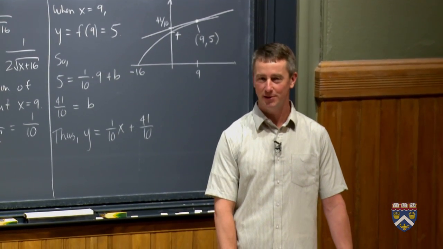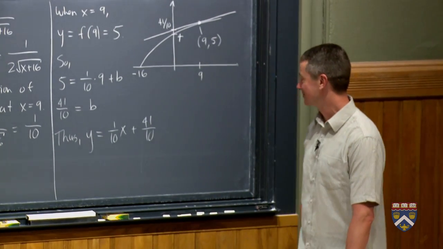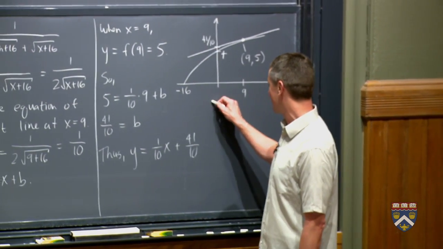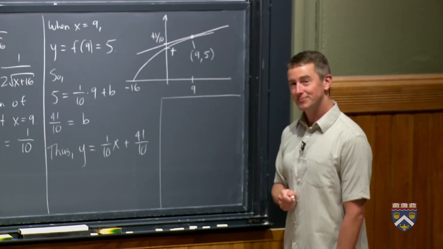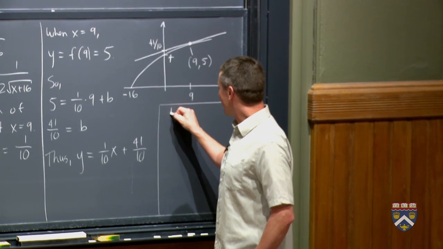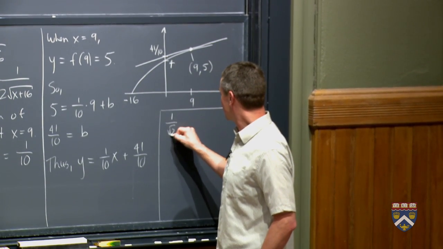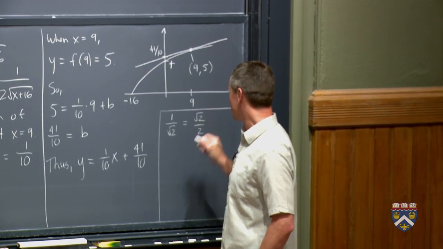And does it matter anymore today? Does anyone know why you don't write radicals in the denominators? Or why you used to not write radicals in the denominators? Maybe some of you know. So in the old days, if you had a fraction like 1 over the square root of 2, you might want to rewrite it as square root of 2 over 2.